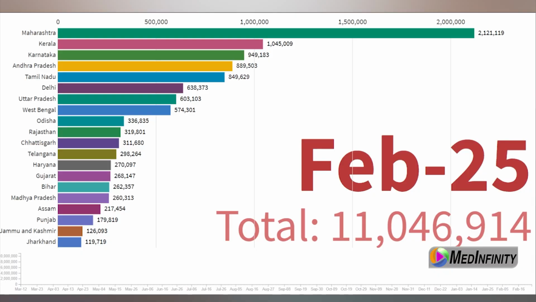As on Feb 25th, the total number of cases in Maharashtra was 21 lakhs. We have to remember that in Feb 2020, the number of COVID cases would have been 0. So just within a year, the number of cases has increased to such a fold. In Kerala, it has increased within a year from 0 to 10.4 lakhs. In Karnataka, it is 9.5 lakhs. In Andhra, it's 8.8 lakhs. And in Tamil Nadu, it's 8.4 lakh people who were infected by this virus.